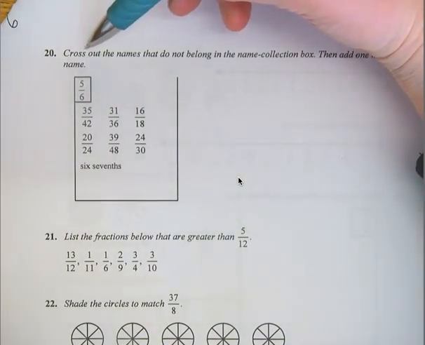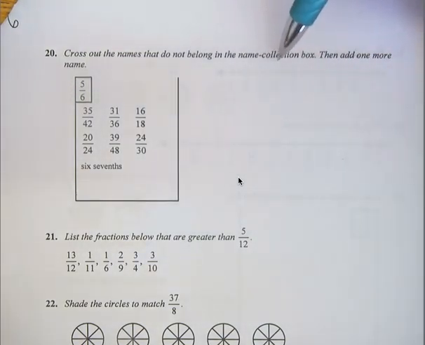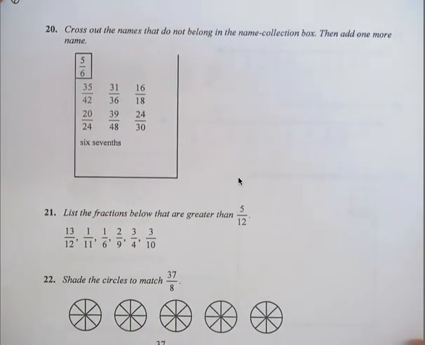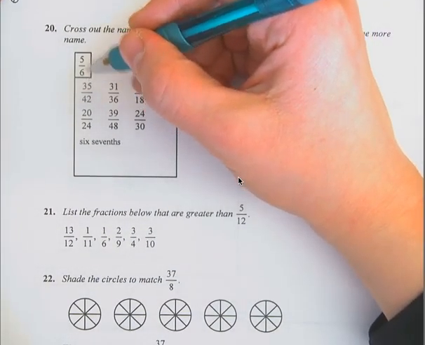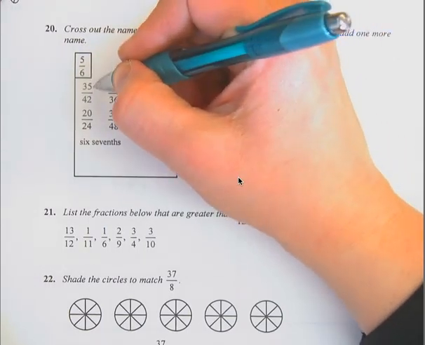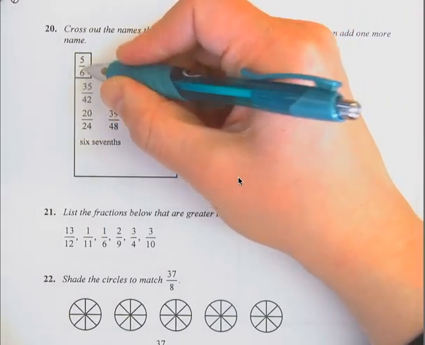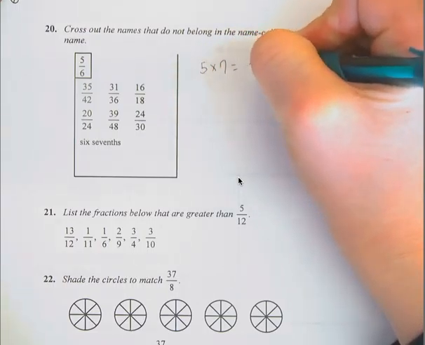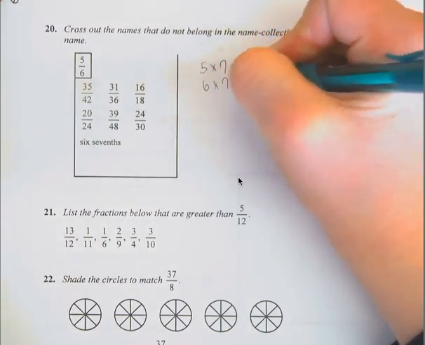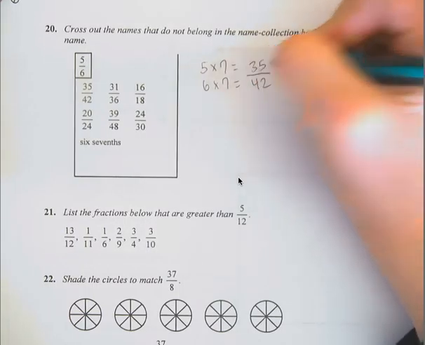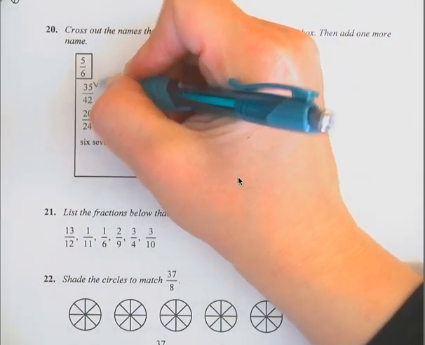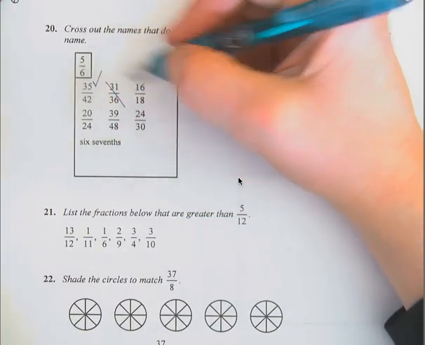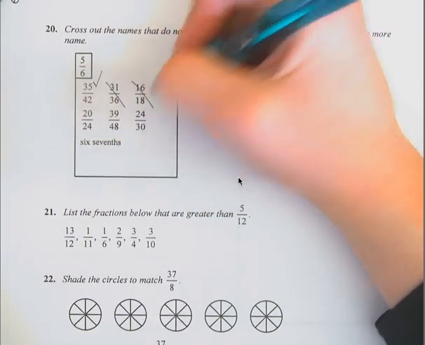So this says, cross out the names that do not belong in the name collection box, then add one more name. So we have to look for fractions that are equal to 5/6. We'll start, we have to look at each one. 5 times 7 equals 35, and 6 times 7 equals 42. So 35/42 is good. 5 times nothing equals 31, so no. 5 times nothing equals 16, that's not good.